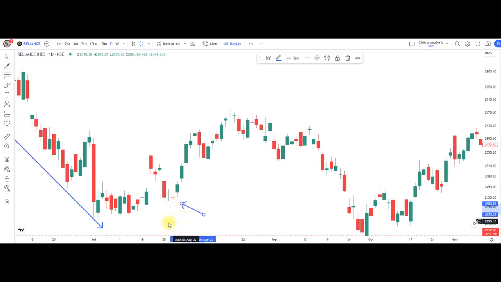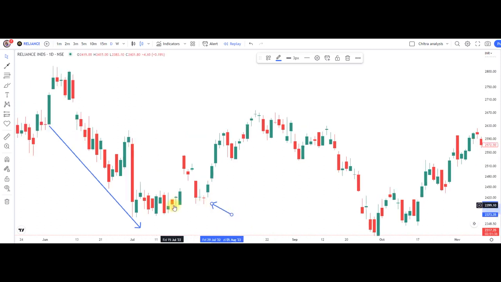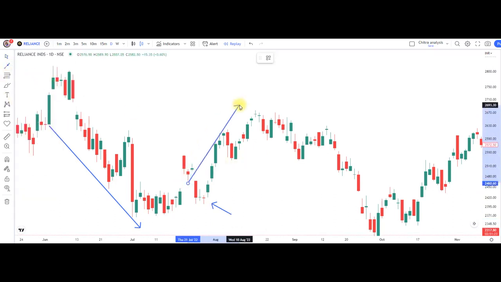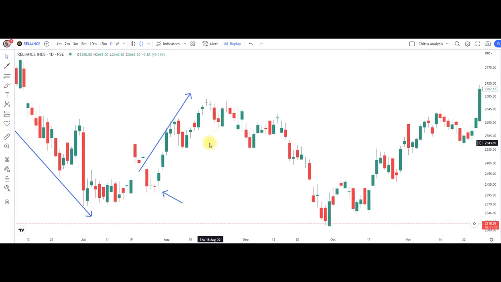So as we discussed earlier, if we get a neutral doji at the top or bottom of the trend, how to trade using that. So here we got it at the bottom of the trend. If this low is broken, what will happen? The trend may continue. Else, if the high of this candle is broken, we can see a rally in the price. See, after that price moved till 2600 plus.